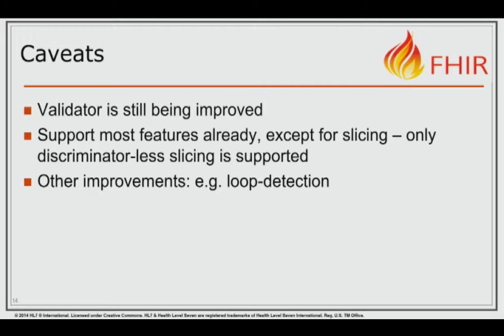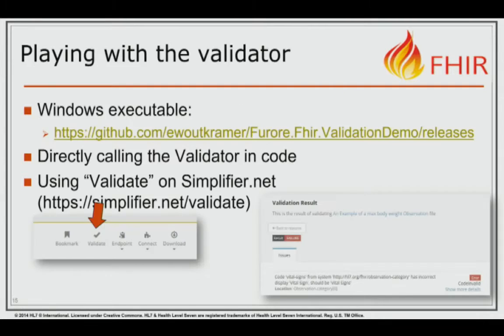Some caveats here. You can read them at home, but the validator is never ready. I'm still not doing some of the slicing features, but I'm still hoping this summer I'll have some time to get that finished. And yeah, loop detection is another one. Resources referring to each other would currently cause a problem.